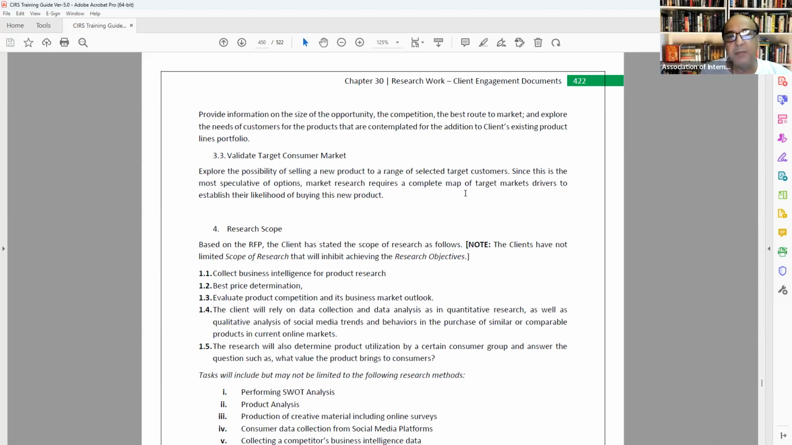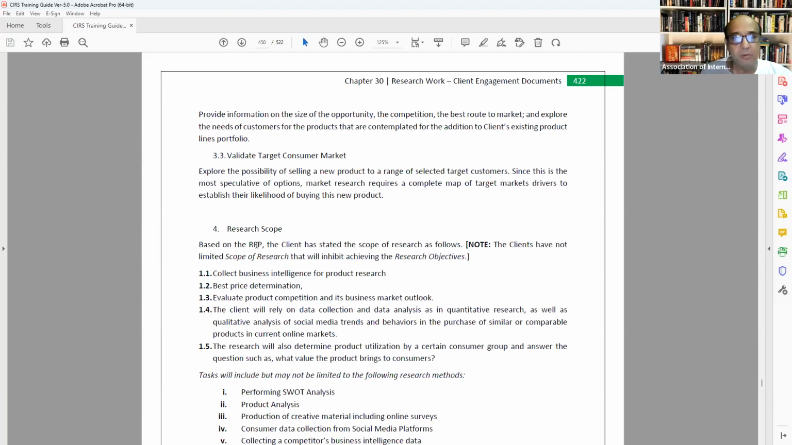Market research requires a complete map of target drivers to establish their likelihood of buying this new product. Would it be for wholesalers? What could be the price? Would that be the target market? If you want to go direct as a retailer, then what could be the approach? And so it expands on the idea of validation.